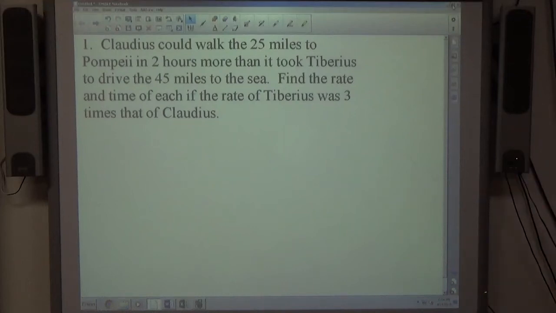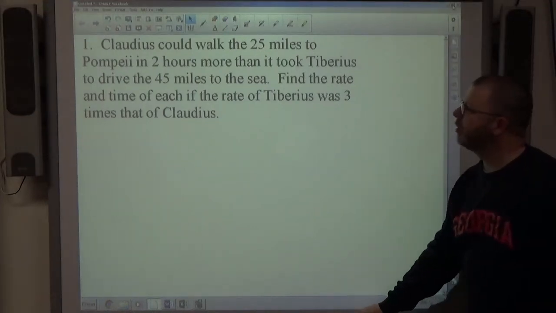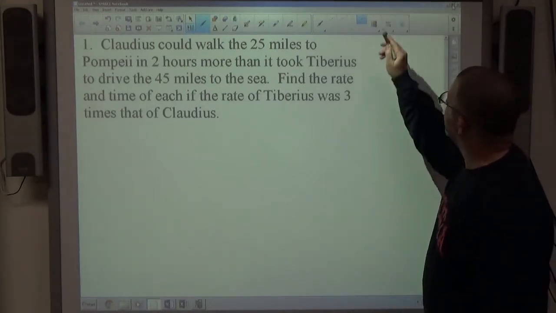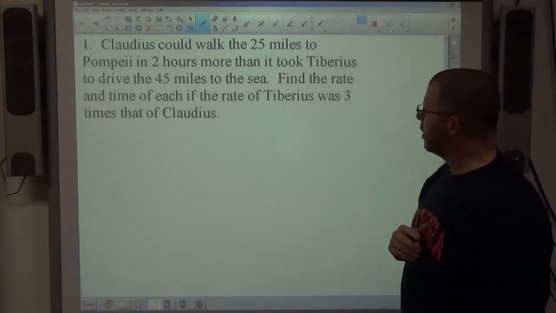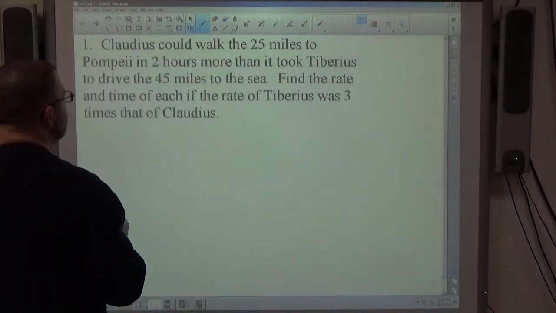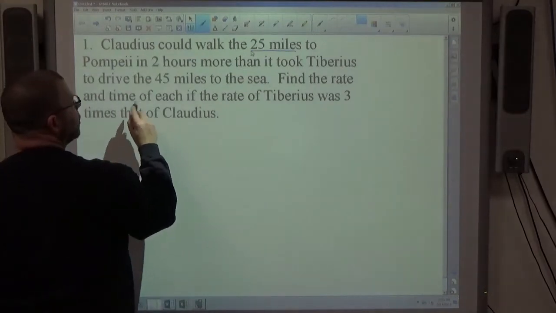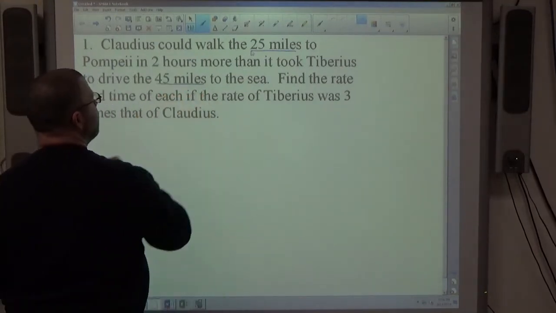Okay, number one, Claudius could walk 25 miles to Pompeii in 2 hours more than it took Tiberius to drive 45 miles to the sea. Find the rate and time of each if the rate of Tiberius was 3 times that of Claudius. So this is one where they tell us both distances. Claudius is walking 25 miles and Tiberius is driving 45 miles.